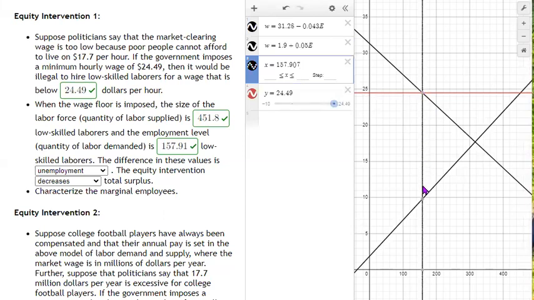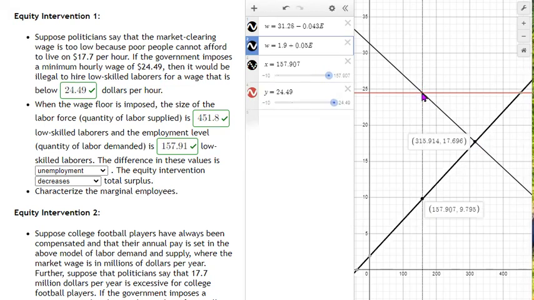So it leaves this huge deadweight loss. This equity intervention decreases total surplus by this triangle. The area of this triangle is how much total surplus decreases by. And we call that deadweight loss, right?